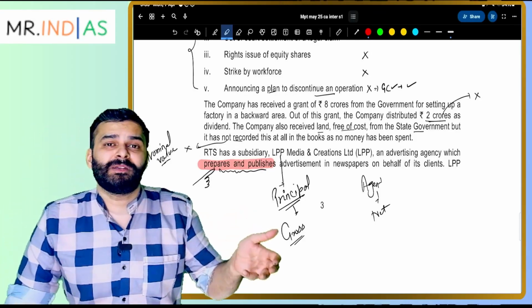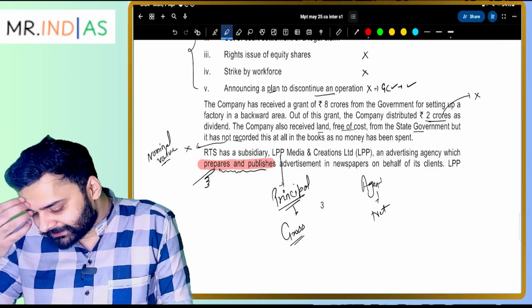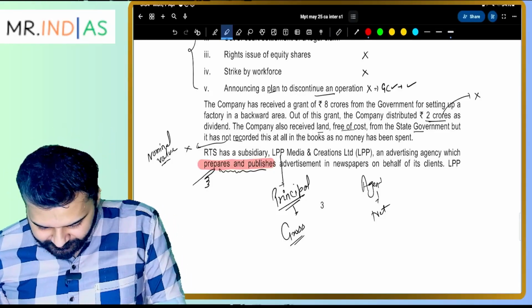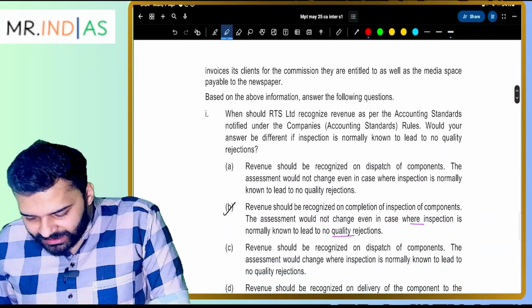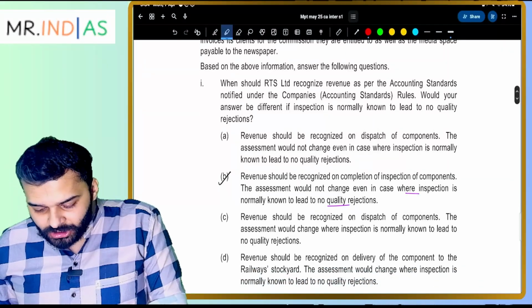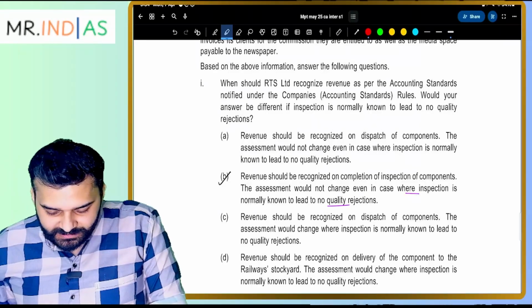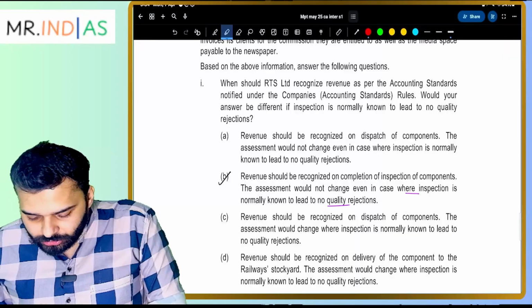So here LPP Media actually acts as a principal, not as an agent. Since they are acting as a principal, they can book revenue on a gross basis, not on a net basis. Okay. So based on the above information, answer the following. When should RTS Limited recognize revenue as per the accounting standard notified under the Companies (Accounting Standards) Rules? Would your answer be different if inspection is normally known to lead to no quality rejection?